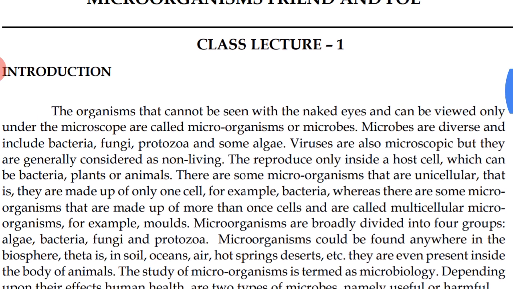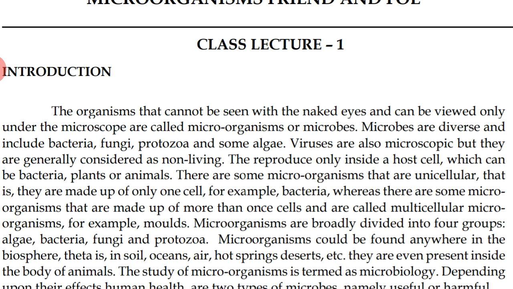There are some microorganisms that are unicellular, that is, they are made up of only one cell, for example bacteria. Whereas there are some microorganisms that are made up of more than one cell and are called multicellular microorganisms. For example, molds. Microorganisms are broadly divided into 4 groups: algae, bacteria, fungi and protozoa.